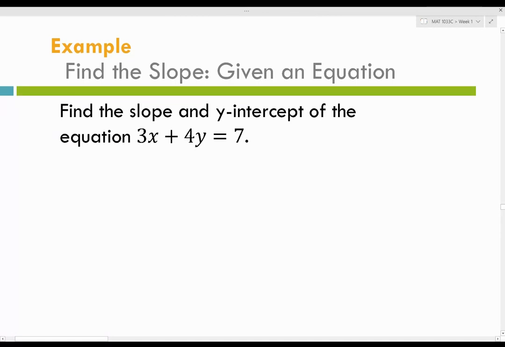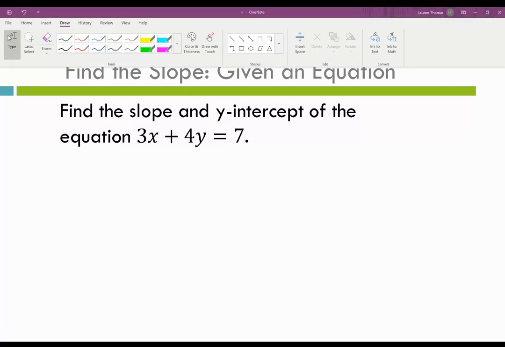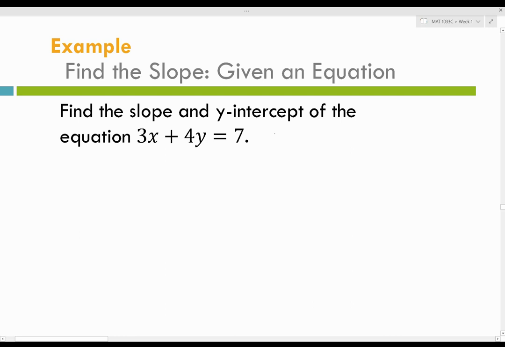So this example says find the slope and the y-intercept of the equation 3x plus 4y equals 7. Okay, so right now, if you remember your forms from previously, this line is being given to us in standard form. If you don't remember, standard form is ax plus by equals c. Now, when your line is in standard form, it doesn't give us any information that we're asking for. They want to know what the slope is and what the y-intercept is. We can't tell that automatically when your answer is given in standard form.